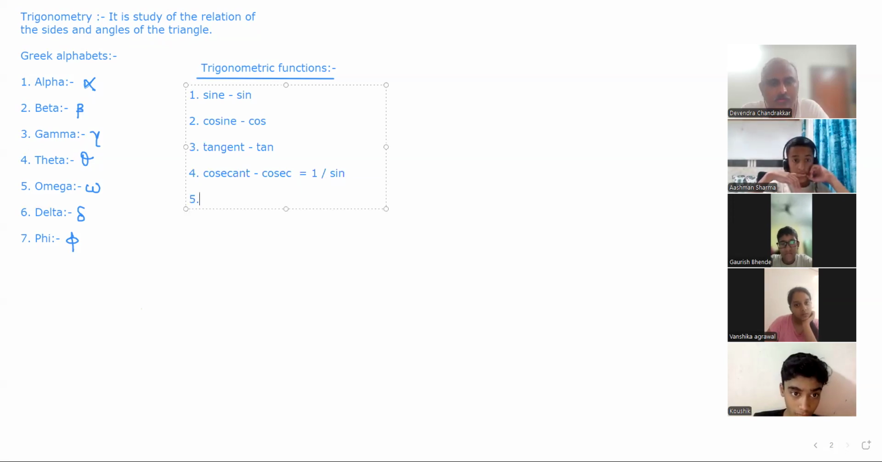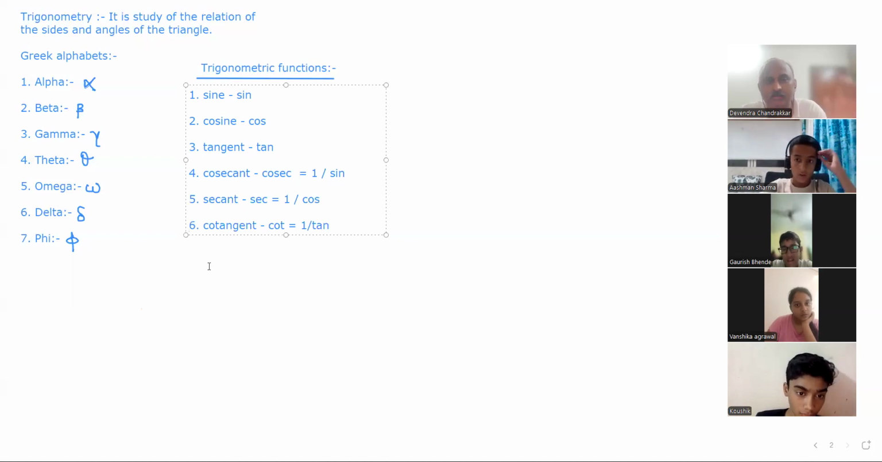Okay. Fifth one is secant. In short, it is written as sec, which is equal to 1 upon cos. Then comes sixth, which is cotangent, which is given as cot, and cot is equal to 1 upon tan. Okay. So these are the 6 primary functions in trigonometry which show us some kind of relation between the sides and angles of a triangle. I have just introduced it to you, so don't worry. I'll explain now how they relate.